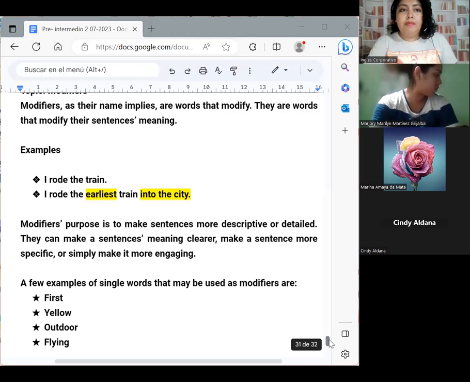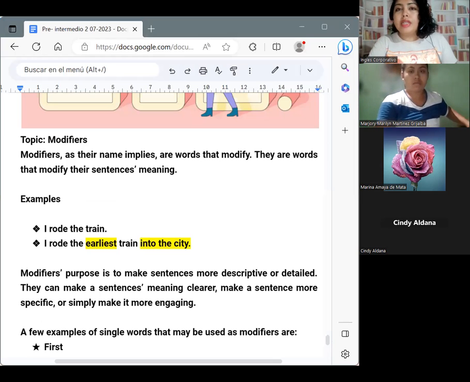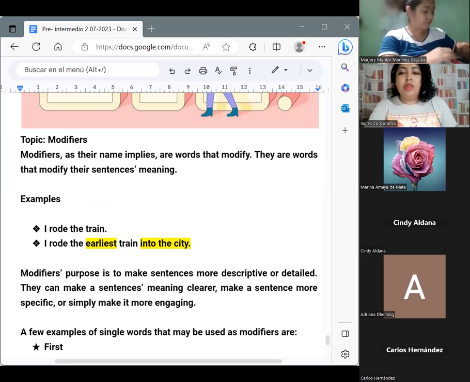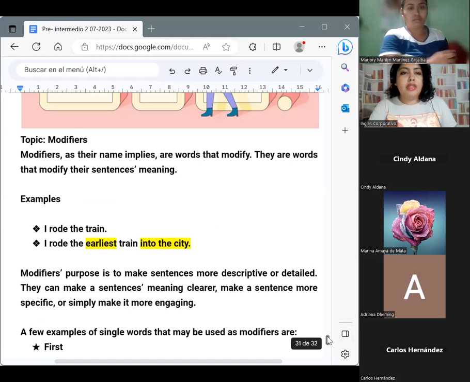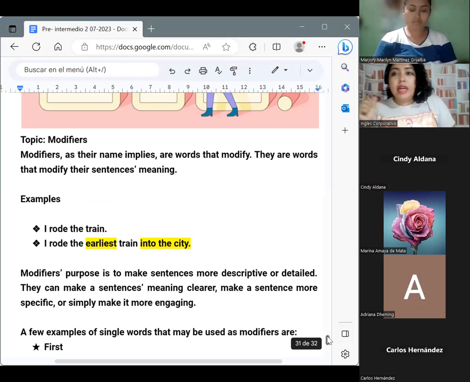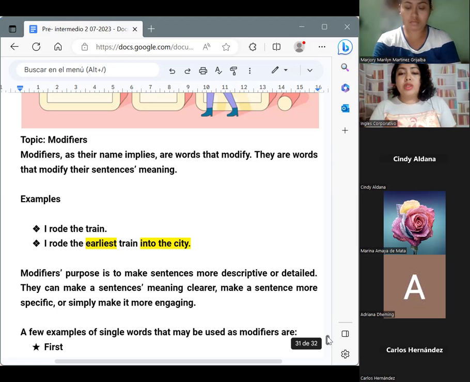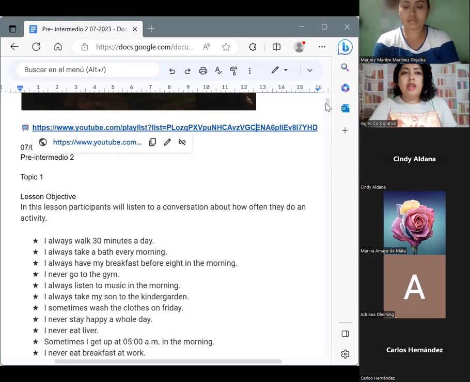That is this one. We have just a couple of ideas here related to the modifiers. So in this case, we have the following information: the modifiers are words that modify the sentence meaning. The purpose of the modifiers is to make sentences more descriptive or detailed, and also they can make the meaning clearer, and obviously make a sentence more specific, or simply make it more engaging. So this is the first part that we have about the modifiers.